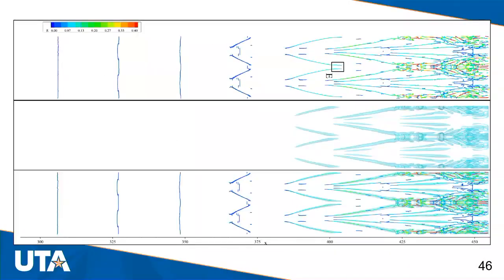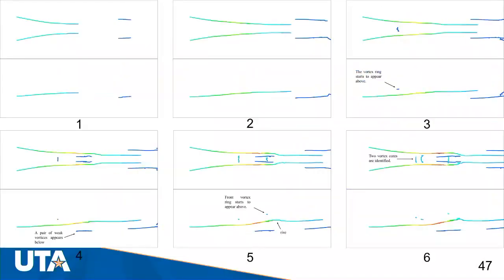So we look at region E. We take a close look at region E, right? At that position a vortex ring is going to form. So this is region E.